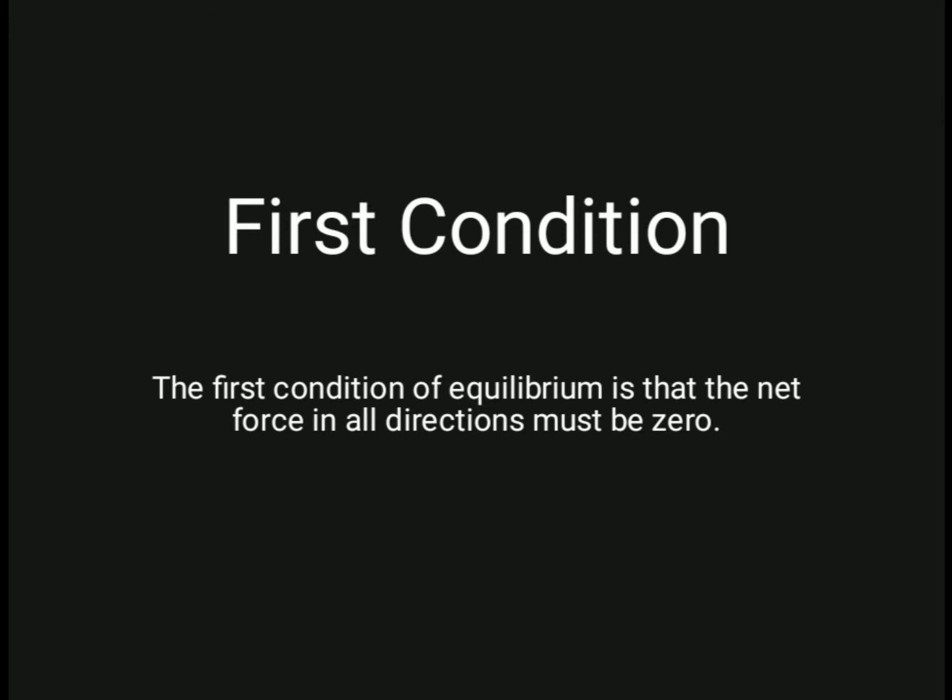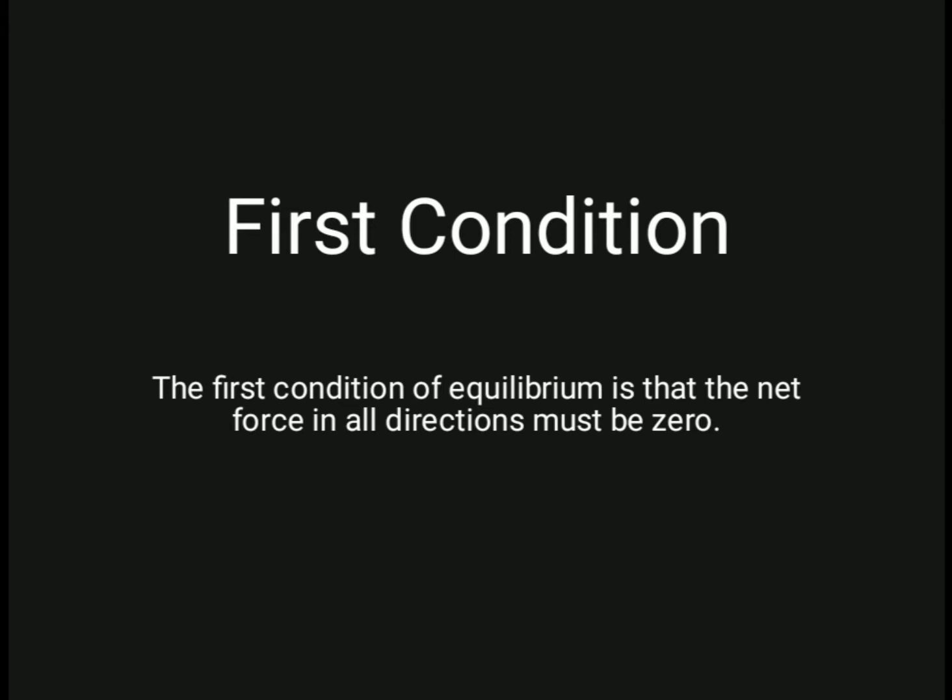In the form of an equation, this first condition is F net equals zero. In order to achieve this condition, the forces acting along each axis of motion must sum to zero. For example, the net external force along the X and Y axes are zero. This is written as net force in X equals zero and net force in Y equals zero.